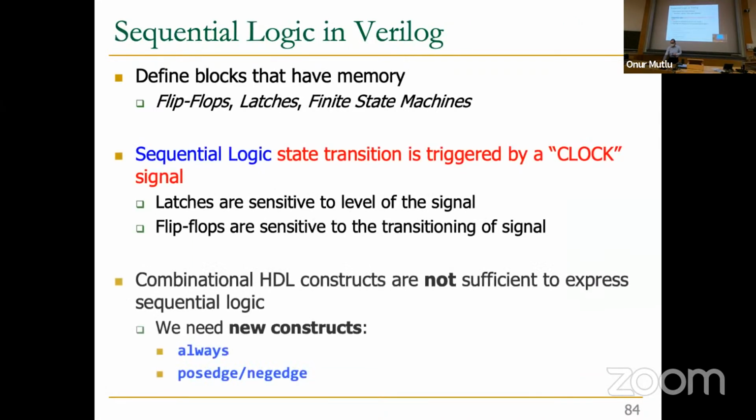We're going to talk about the timing later on tomorrow. But if you think about this, the combinational logic constructs that we have seen so far in Verilog are not really enough to express this sort of sequential logic. And we're going to see new constructs that will enable us to express them. These new constructs are going to be mainly two things: always blocks and posedge, negedge specifications of a signal. You can guess what posedge and negedge are: positive edge and negative edge of a signal. You can start reacting to them. Always is less intuitive, but we will see how it works.